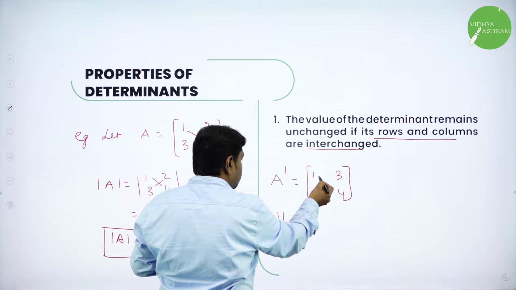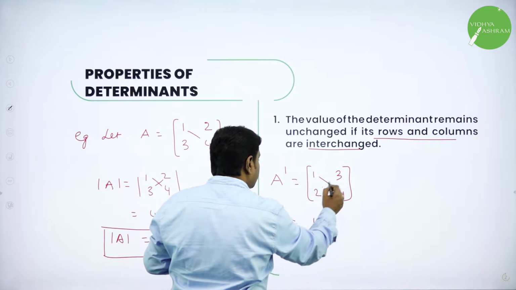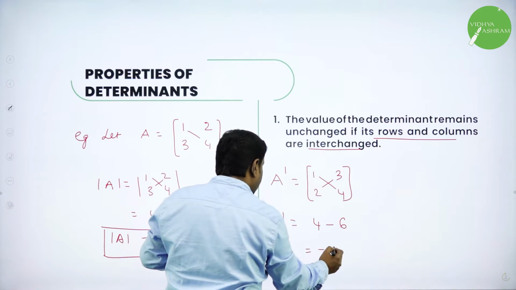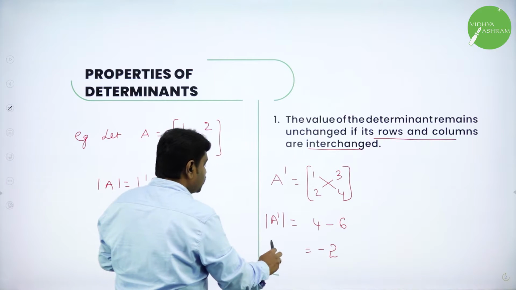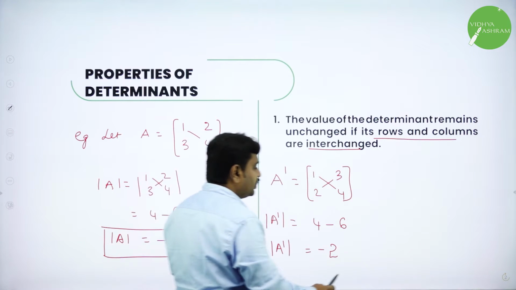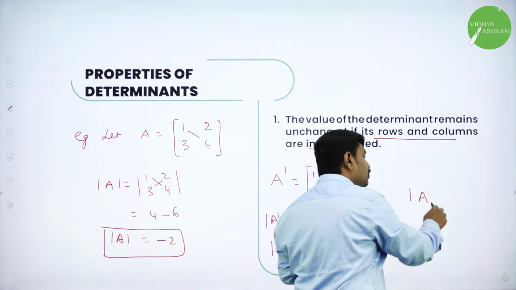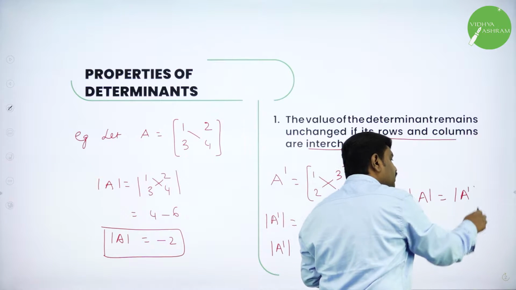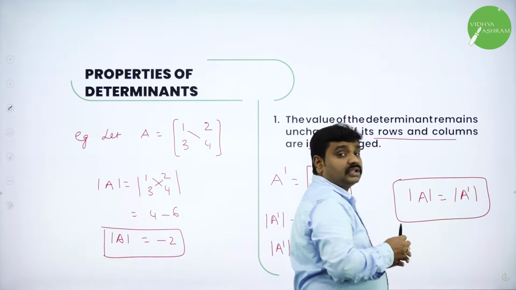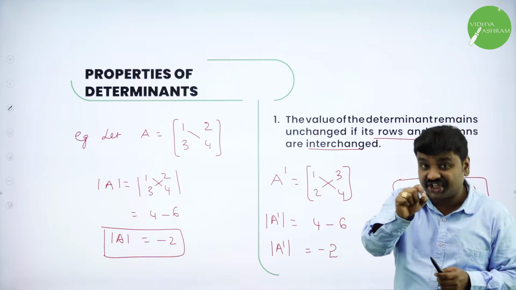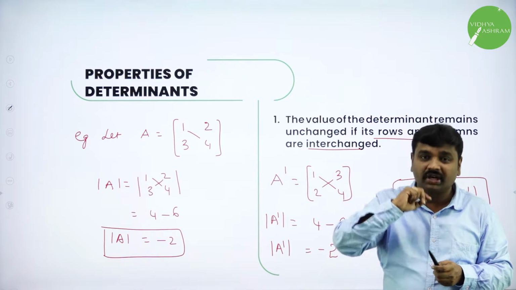Determinant of A dash means what? Multiply these two: 1 into 4 is 4, minus, multiply these two: 3 into 2 is 6. I'll get again minus 2. Please observe, the determinant of A is the same as what? The determinant of A is the same as the determinant of its transpose, A dash. So the value of the determinant remains unchanged when you interchange rows and columns.